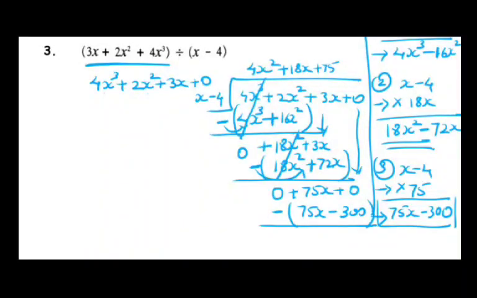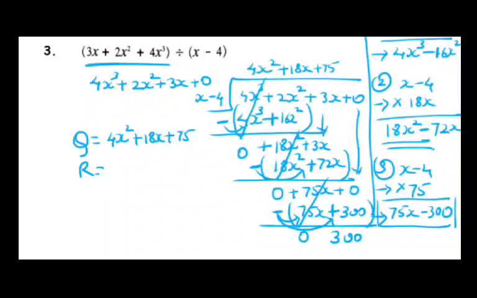Minus sign applied to all. This becomes minus 75x. Eliminated. This minus goes here. This becomes plus 300. So, ultimately, my quotient is 4x square plus 18x plus 75. Remainder is 300.